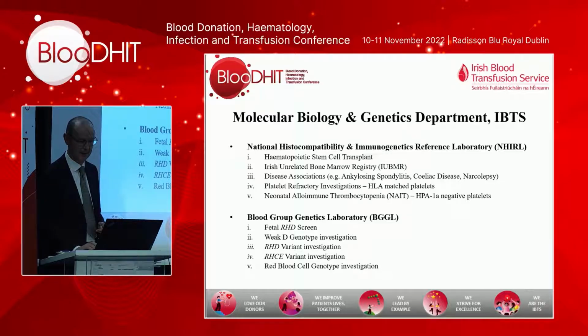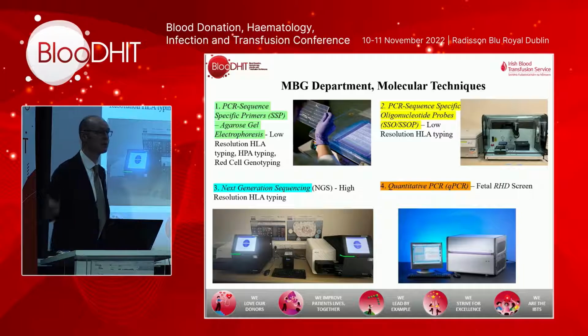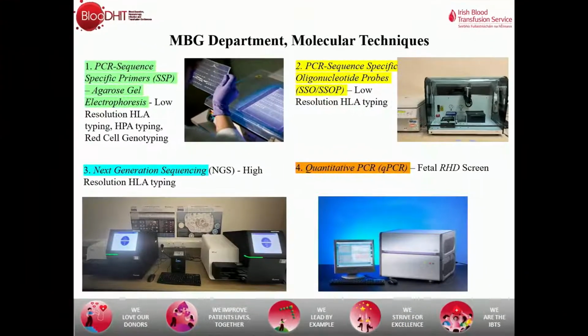The weak D genotype investigations and RHD, CE, and the red blood cell genotype investigation, obviously Professor Flegel has already gone through that side. So in terms of the molecular suite that we have of instrumentation and testing, we have PCR, SSP, so sequence-specific primers, and that's for our low-resolution HLA typing. Even back in 1998, we had agarose gel electrophoresis. In terms of throughput, it's very good for small volume of samples where you're not looking at a significant number of polymorphisms within the genes. Again, that's very straightforward, relatively quick in terms of extract the DNA from the sample, set up your PCR, run the agarose gel, and then effectively do a manual interpretation.